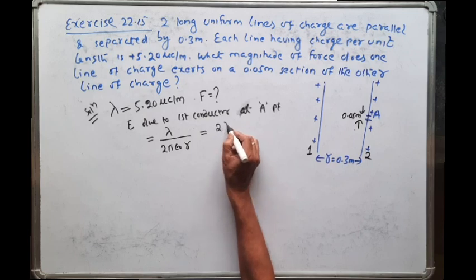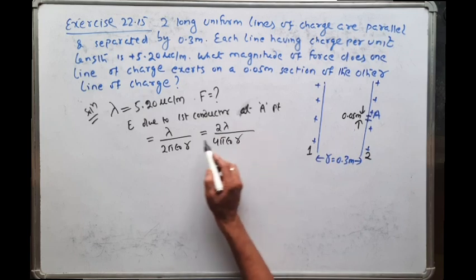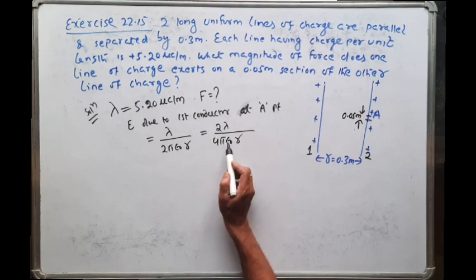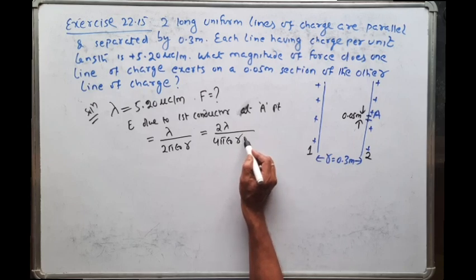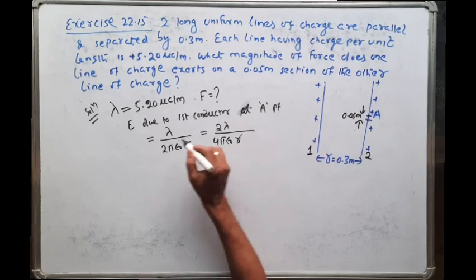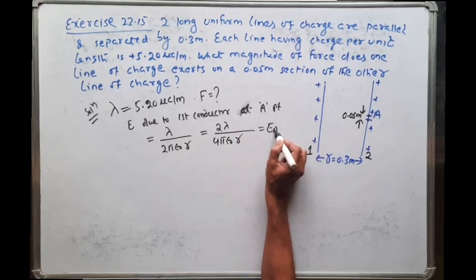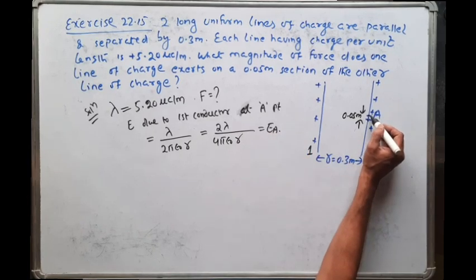So it will be 2 lambda divided by 4 pi epsilon naught r. Why did I multiply? Because we know 1 by 4 pi epsilon naught can be taken as 9 into 10 to the power 9. So this is the electric field intensity at which point? At point A. Okay. So now you find out what is the charge on this small section.